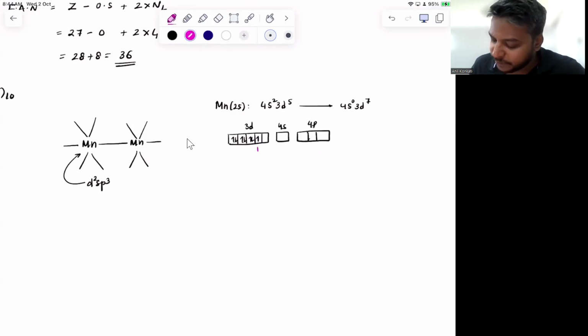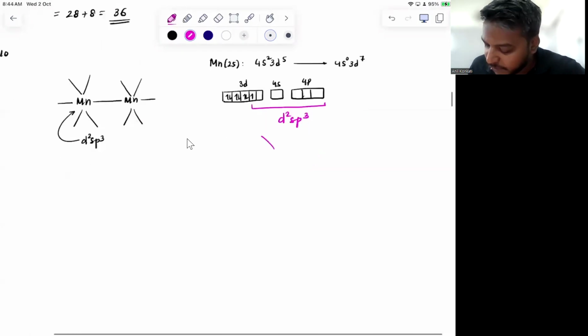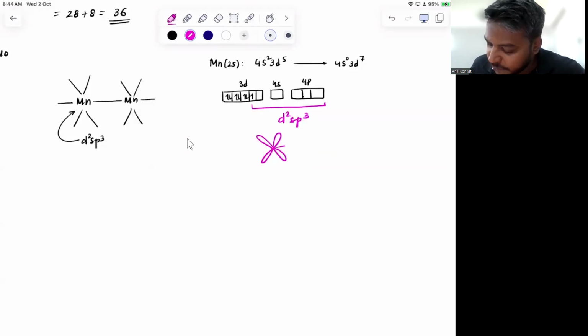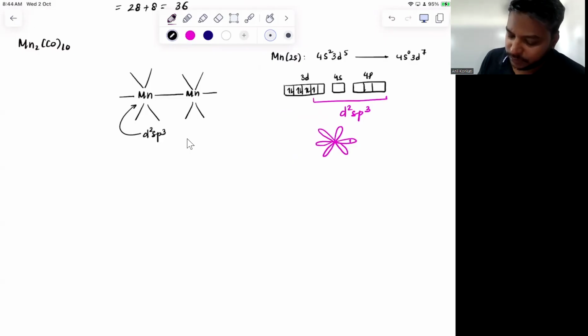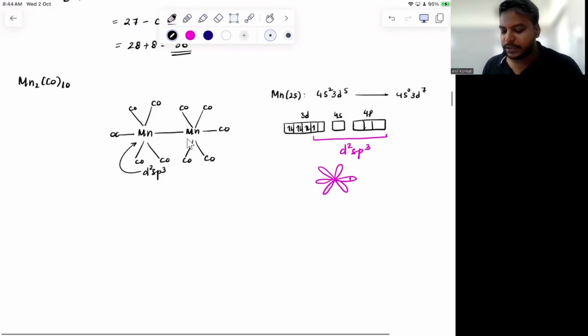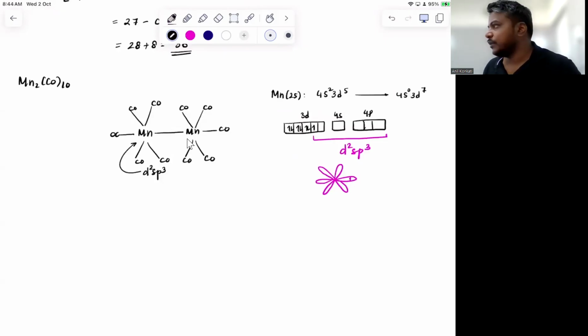Now mix all of them. So from here to here. So what do I get? d2sp3. And in that d2sp3, this is how the orbitals will look. Correct? In which there is one electron present. Right? So that electron will be used for bonding. So CO, CO, CO. Right. This is the structure for Mn2(CO)10.